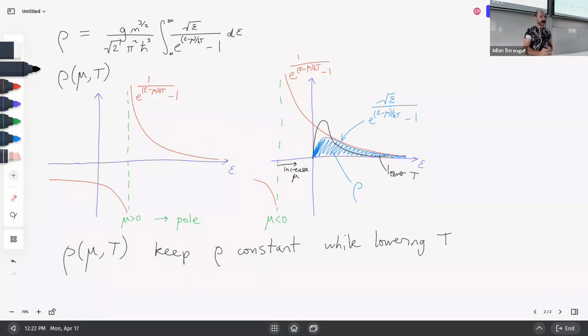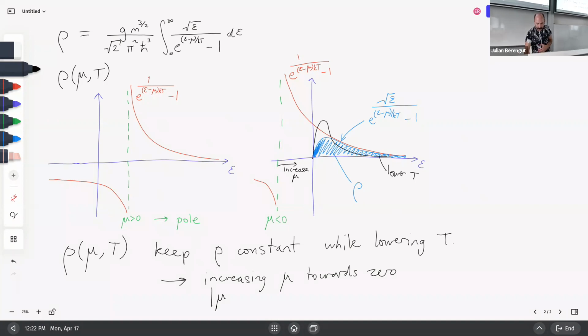if I move that to the right, then I pull in more of this stuff into the low region. You see that? So if I lower this temperature, so make this go down faster, but at the same time I bring this guy over into here somewhere, so that this exponential is actually coming back in here, then I can get a shape that looks like this and keep rho the same. So if I lower T and keep rho constant, I can do this by increasing mu towards 0, i.e. absolute value of mu goes down.